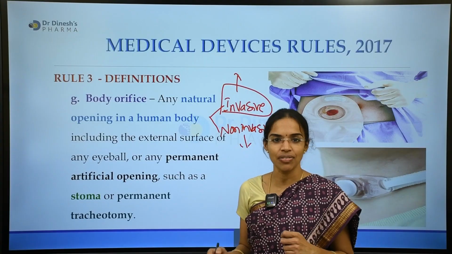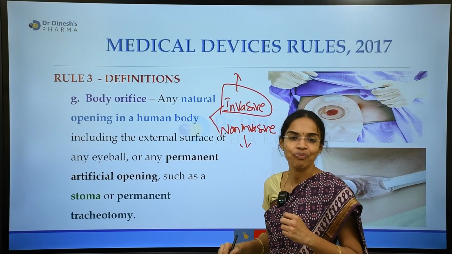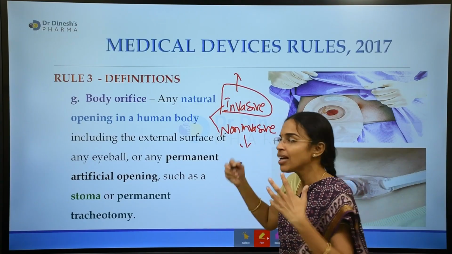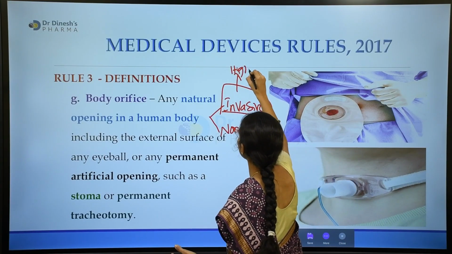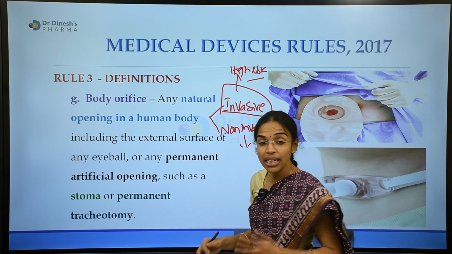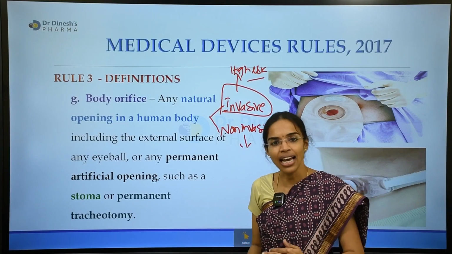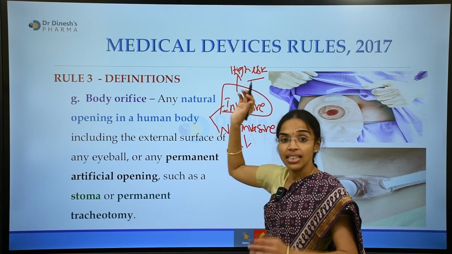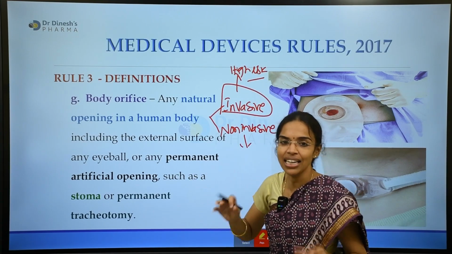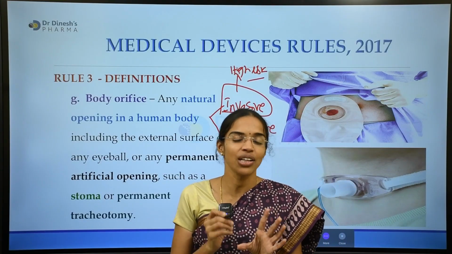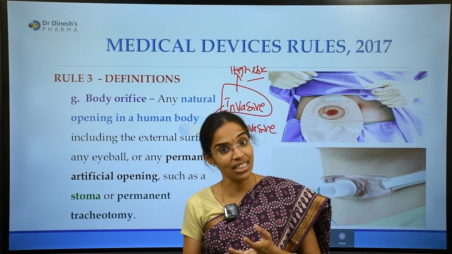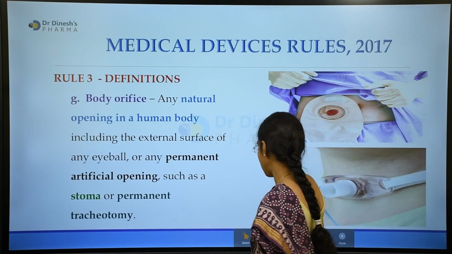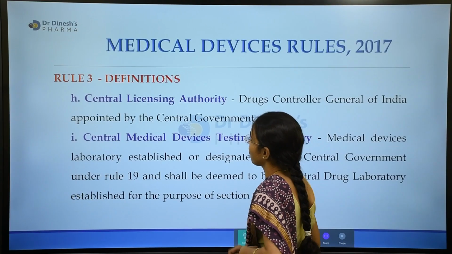Whenever these body orifices are involved and the device is invasive, it presents a high risk compared to a non-invasive one. So body orifice is studied for the classification of invasive and non-invasive devices, and high risk and low risk devices also. So it is very important, the study of body orifice.